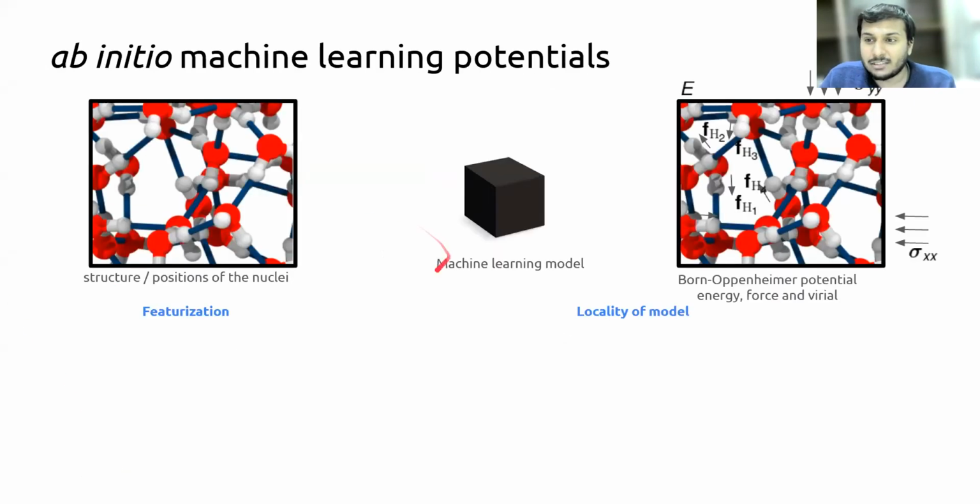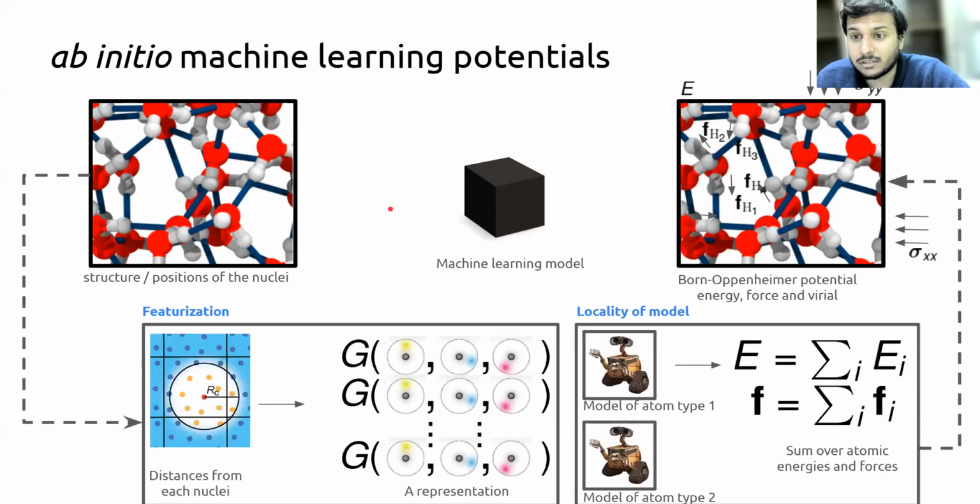Okay, so the basics of machine learning potentials are featurization and locality, right? These are the two main things. If you understand what these features are and what the locality of the model means, then that would really allow you to understand, at least in my opinion, what's going on with these. Okay, so of course, in the end, you would be using these as black boxes, right?